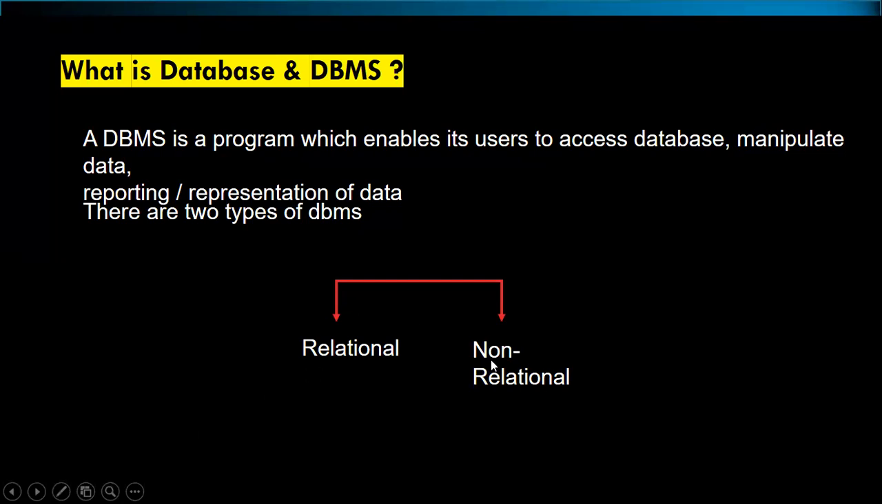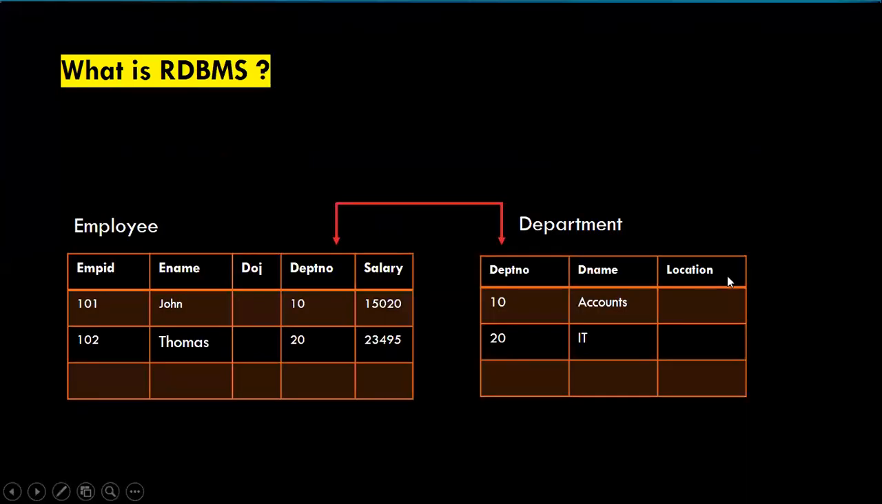There are two types of database management systems. Relational, we discussed: SQL Server, Oracle, DB2. Non-relational, you have document data stores such as MongoDB, which is not a relational database, and you have column-oriented databases, key-value stores, and graph databases. These are examples of non-relational databases. Okay. So next is RDBMS.